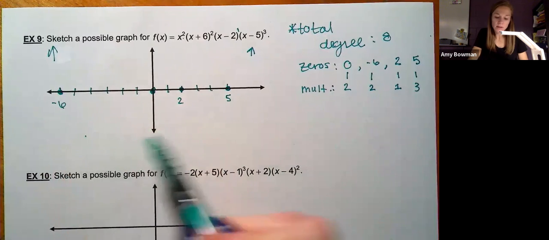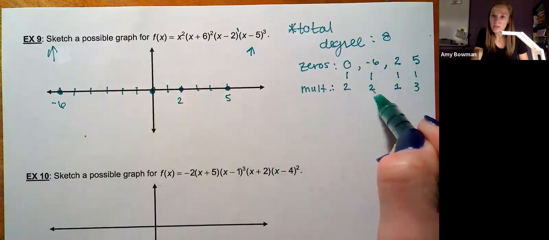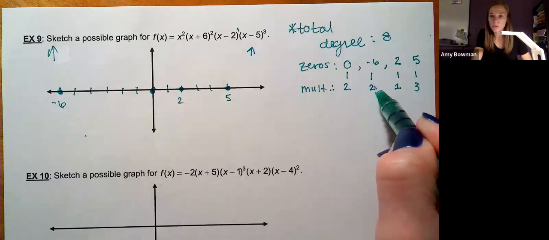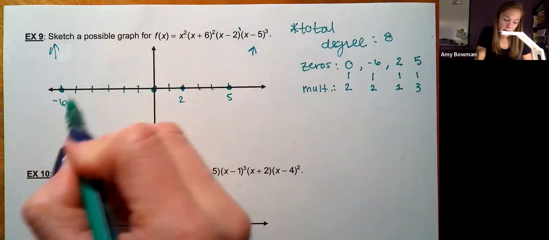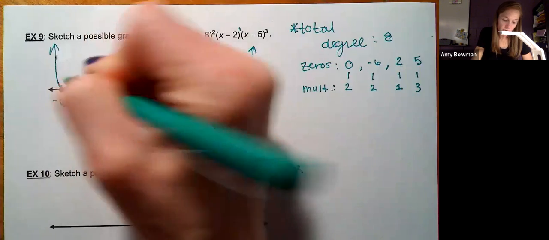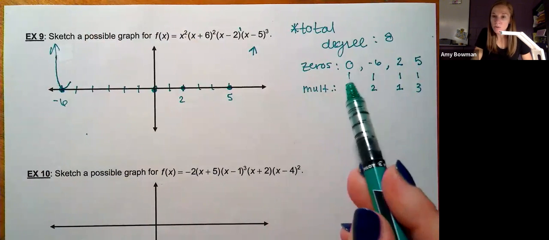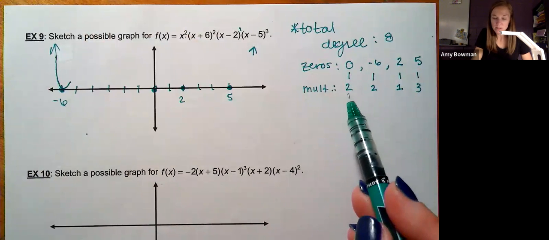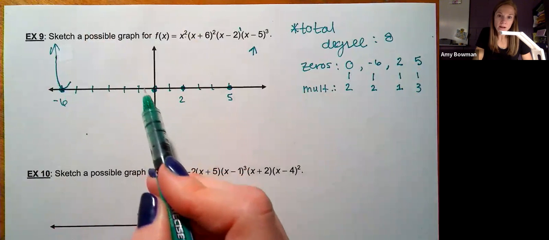So left to right, starting at -6. This polynomial has multiplicity 2 for the 0 of -6. So I know that it's going to be bouncing off at that point. So I can go down and come right back up. And then before I continue any further, I'm going to look at my 0, which is also multiplicity 2. So basically my function needs to go up and then bounce back off of 0.